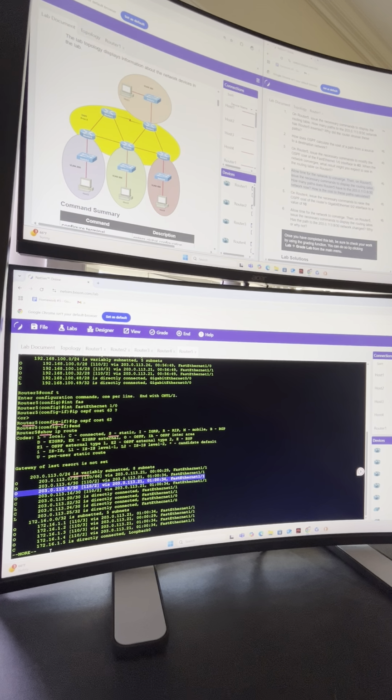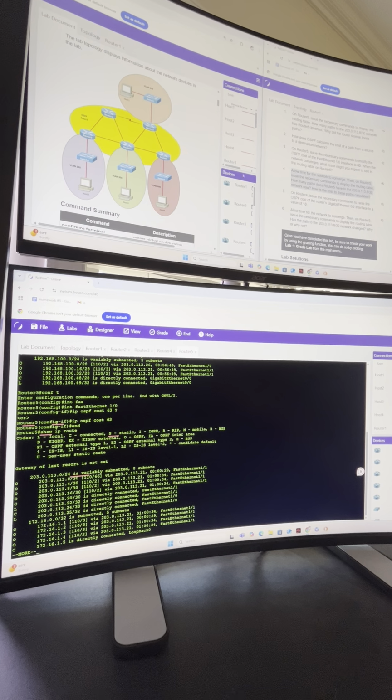Okay, so looks good. And it says, how is the cost for these paths calculated? Well, the original path for router 5 for this network right here never changed, but the other one did. We manually configured a higher cost for the Fast Ethernet 1.0 interface, and the Fast Ethernet 1.1 interface still has the original cost of 2.